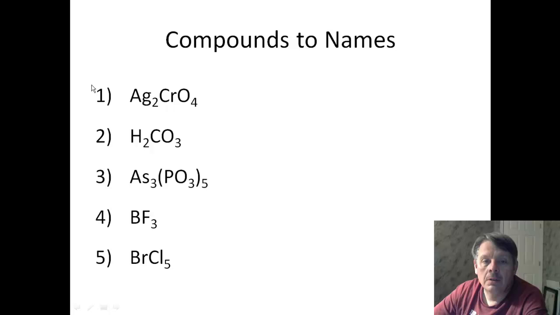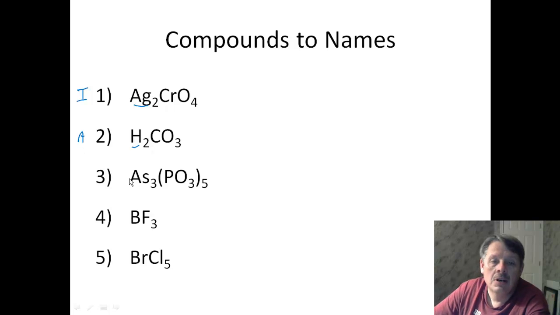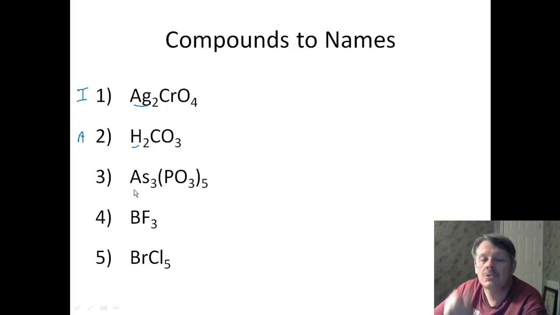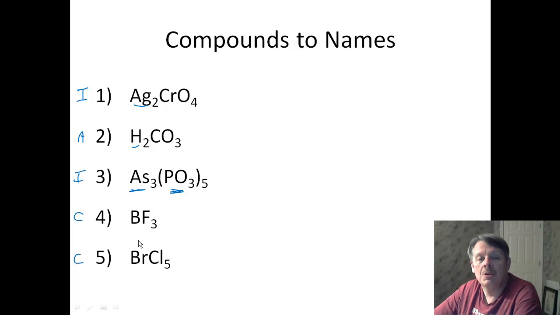So let's look at some of these and identify them first. I notice this is a metal. That tells me this is going to be ionic. This one's starting with hydrogen. That tells me it is going to be an acid. Arsenic, I'm not terribly sure, because arsenic can be a couple of things; you think it's a metal but you're not sure. But you'll notice that this is a PO3, so that's a phosphite, so we're going to treat that as ionic. Boron is definitely not ionic, so that's covalent. And bromine is not metallic. Boron and bromine are not metallic, so they're going to be covalent.